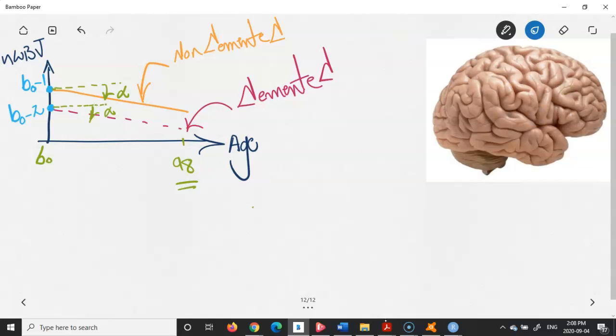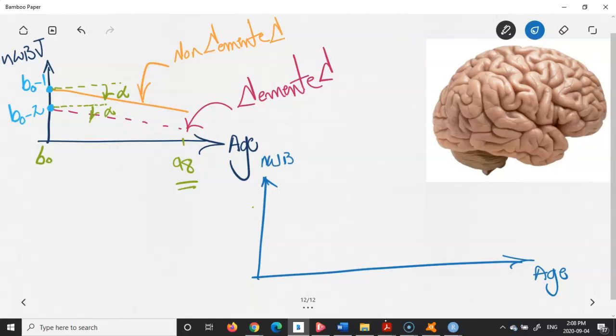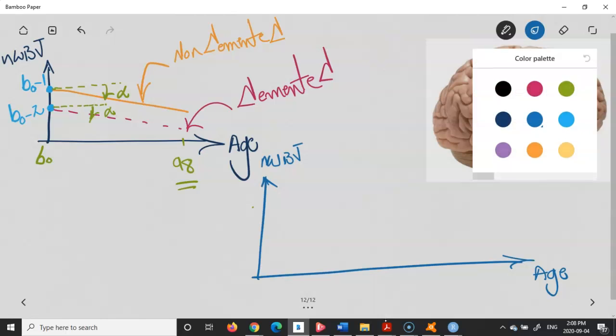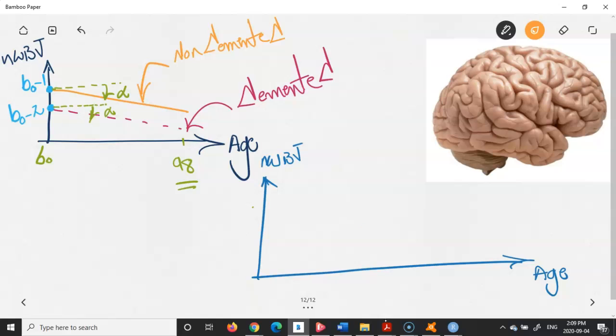What do I mean? We can look at that in a separate, different plot. I'm going to call the horizontal axis the age, and the vertical axis the normalized whole brain volume. For the non-demented case, we start again from the same intercept, which we call B01, the same value as we had here, and we have this slope. As I said, this is the non-demented case.